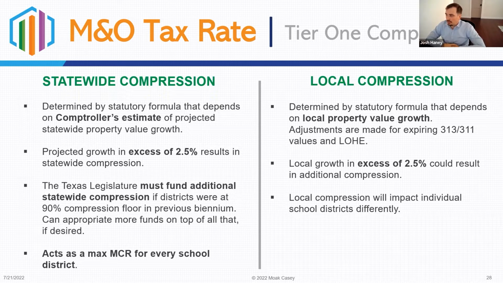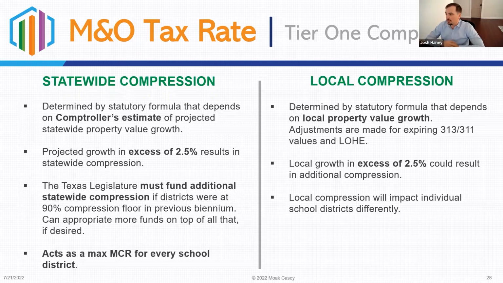Switching over to the local side, this is going to be determined by your local property value growth, that exercise we just went through with Amy on the local property value survey. And as you remember, there are some adjustments for 313 and 311s and local optional homestead. And now you know where to find all those bits of information.